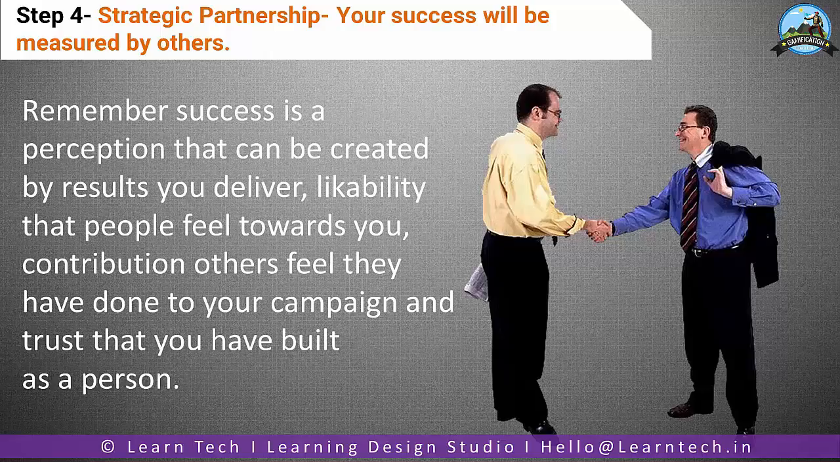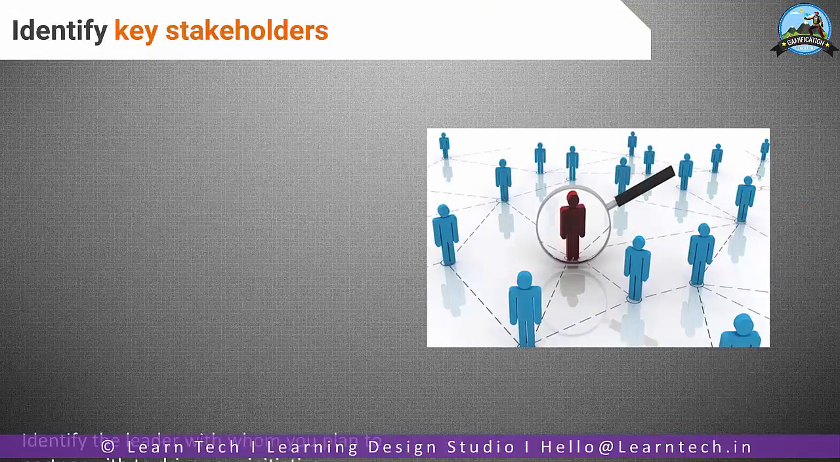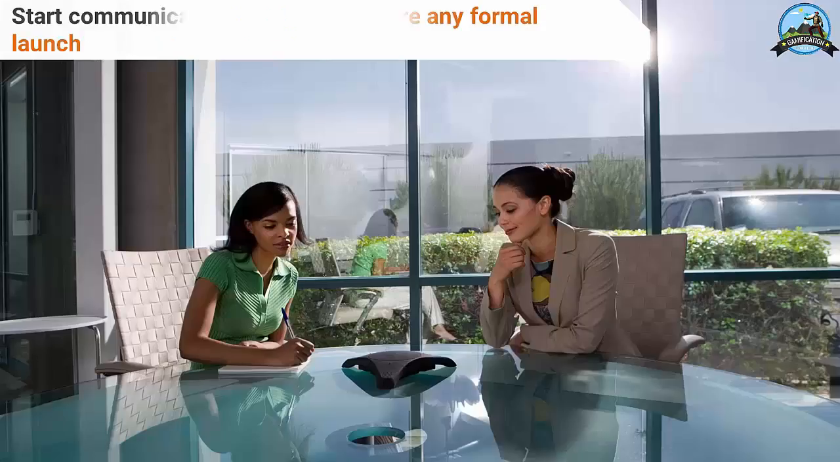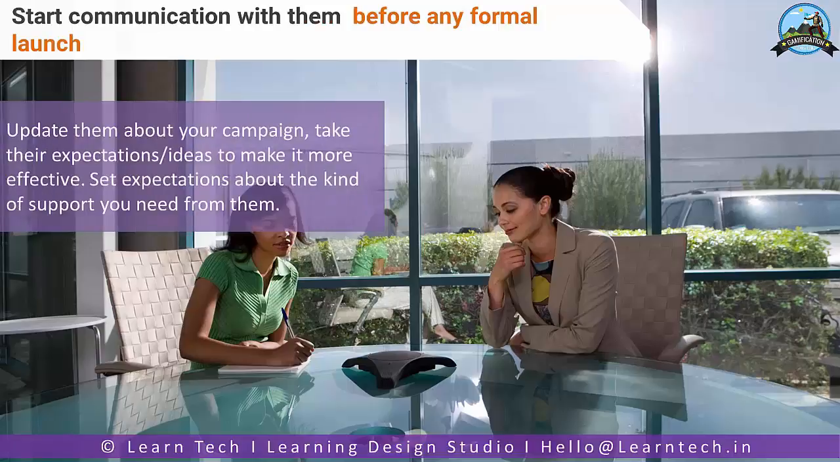Your job as a campaign strategist is to get important stakeholders and influencers to shout out its success rather than you taking that burden. So how do you do that? Here are some guidelines. Identify key stakeholders. Identify the leader with whom you plan to partner with to drive your initiative. Remember, all leaders whose universe you will touch or not are important. Start communication with them before any formal launch. Update them about your campaign, take their expectations or ideas to make it more effective. Set expectations about the kind of support you need from them.